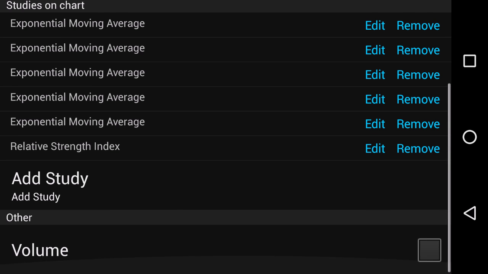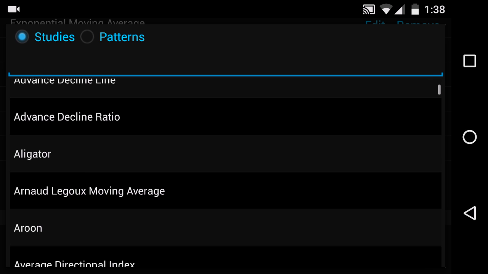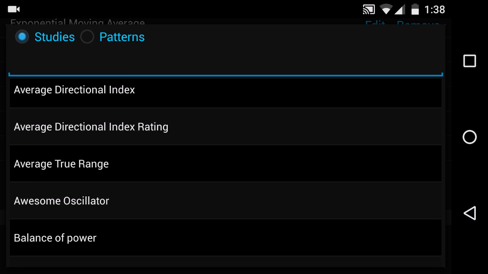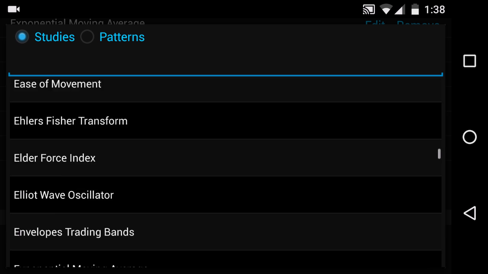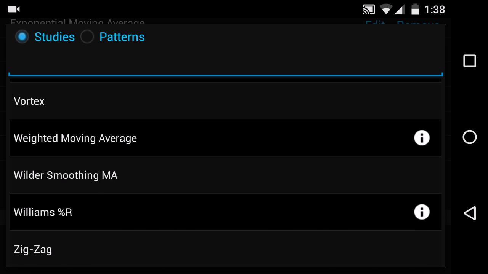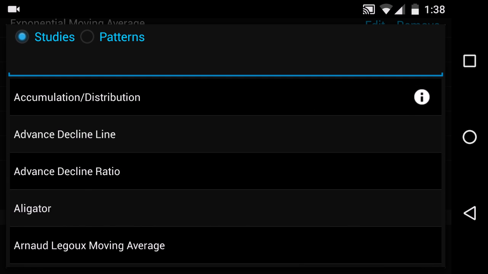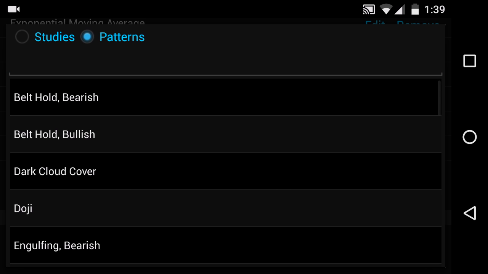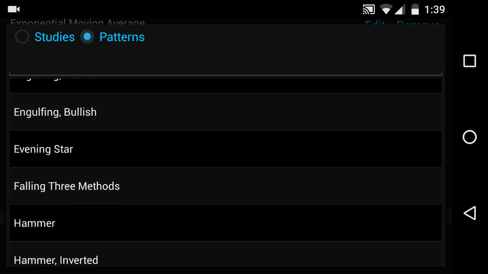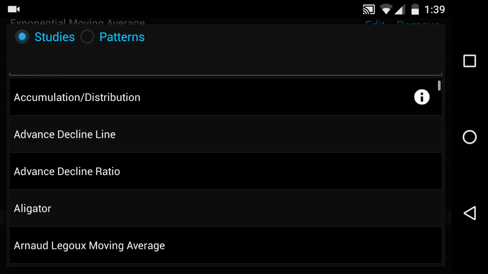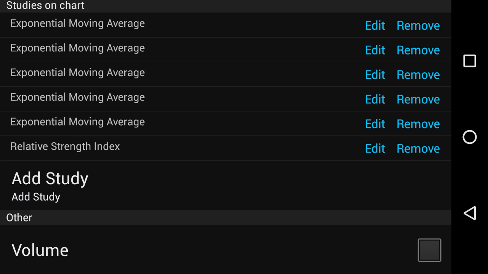RSI, studies. In your default chart patterns, there are n number of studies out here. Patterns you won't require because they don't calculate it properly. And then you have the volume button.